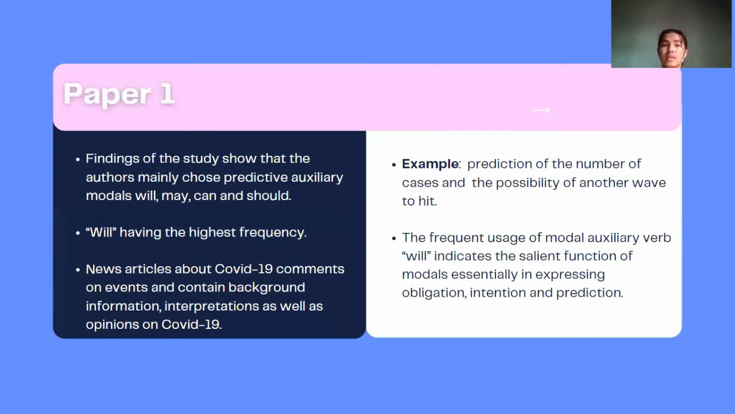The finding of the study shows that the authors mainly chose predictive auxiliary modals, will, may, can, and should, with will having the highest frequency in the paper. It was also mentioned that news articles about COVID-19 comment on events and contain background information, interpretation, as well as opinions on COVID-19, such as prediction of the number of cases and the possibility of another wave to hit. This kind of thing acts like a prediction. Because of this, the frequent usage of modal auxiliary verbs mainly indicates the salient function of modals, essentially in expressing obligation, intention, and prediction.